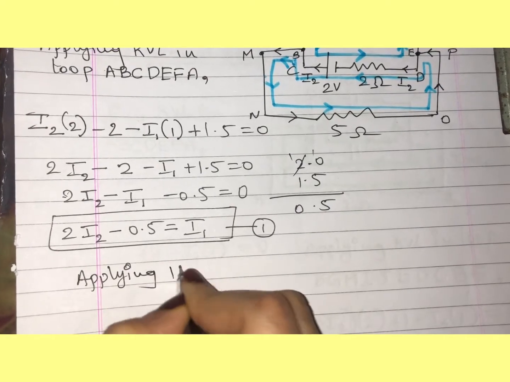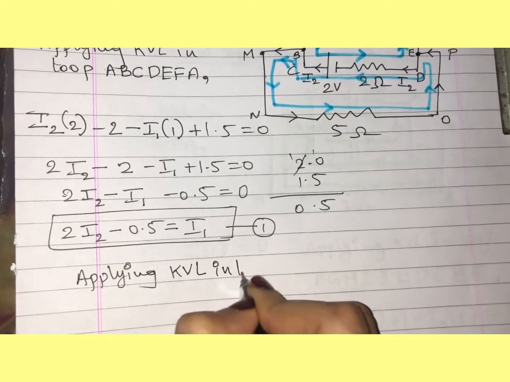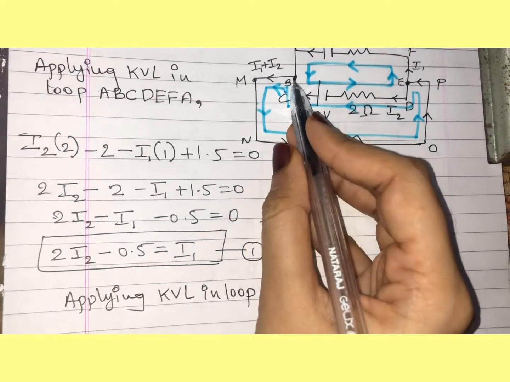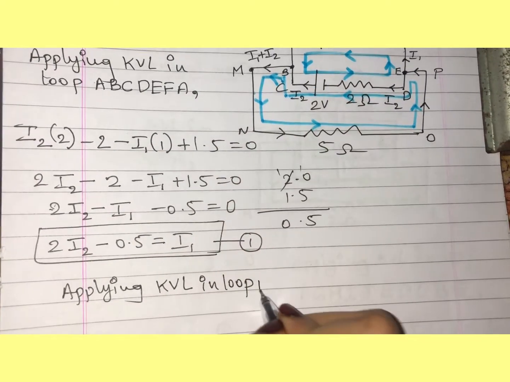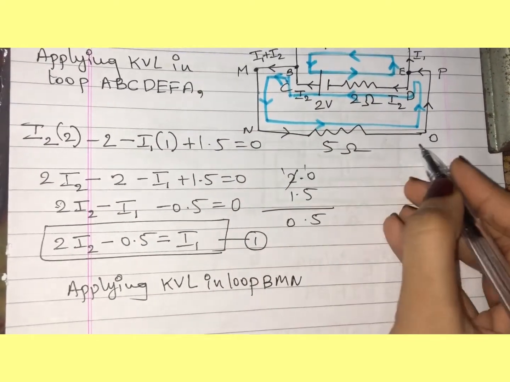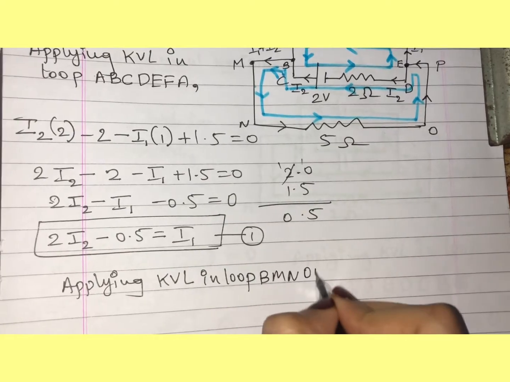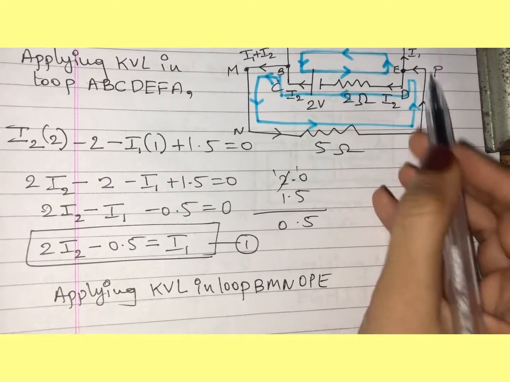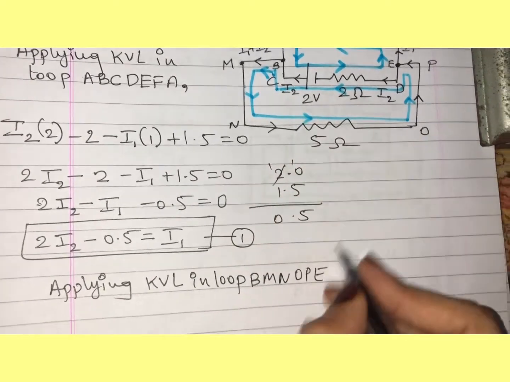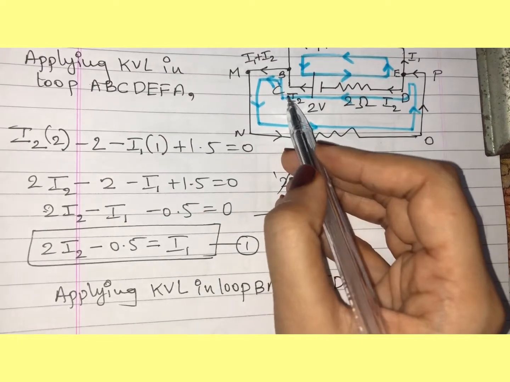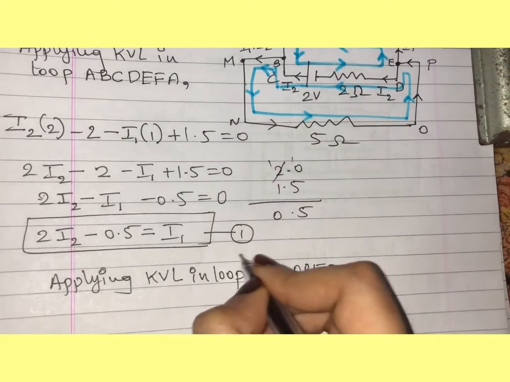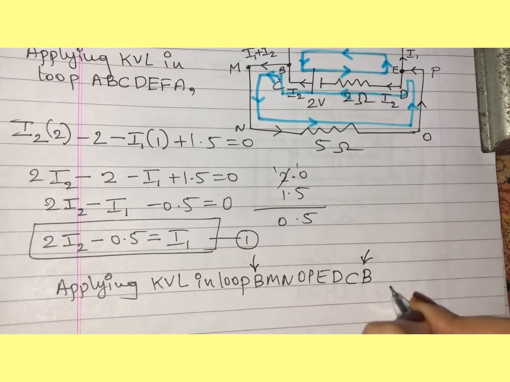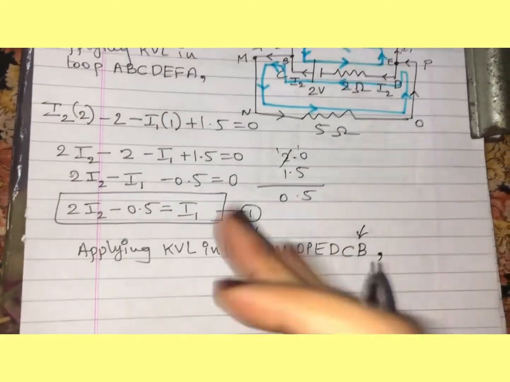Applying Kirchhoff's voltage law in the loop starting from B: B, M, N, O, P, E, D, C, then B. We started from B and we are ending at B, which means the loop is completed.